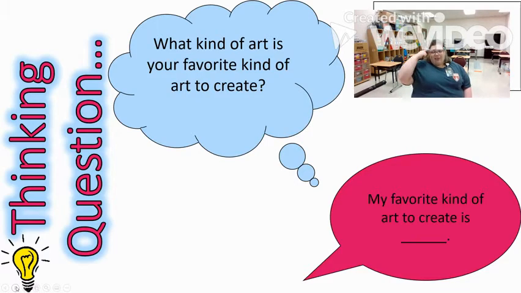Let's start with a thinking question. What kind of art is your favorite kind of art to create? Use the sentence stem, my favorite kind of art to create is blank, to help you out. Miss Wilson is going to give you a 10 count. If you need more time than that, please pause your video at this time.